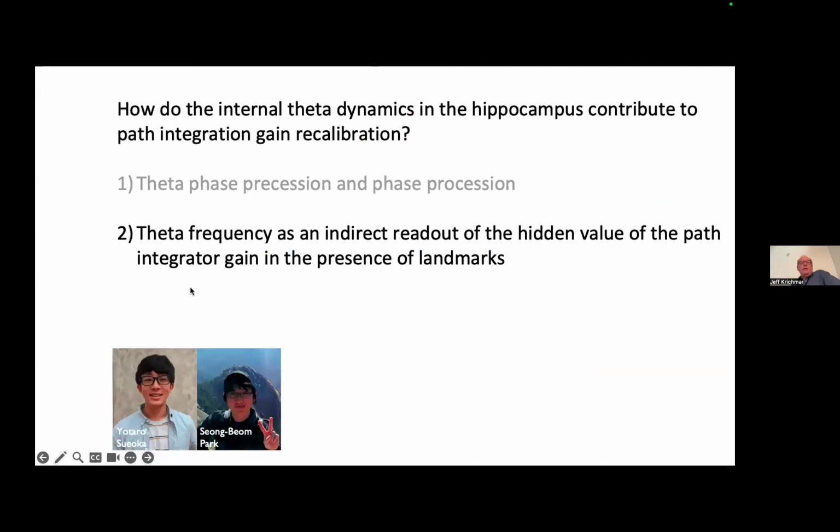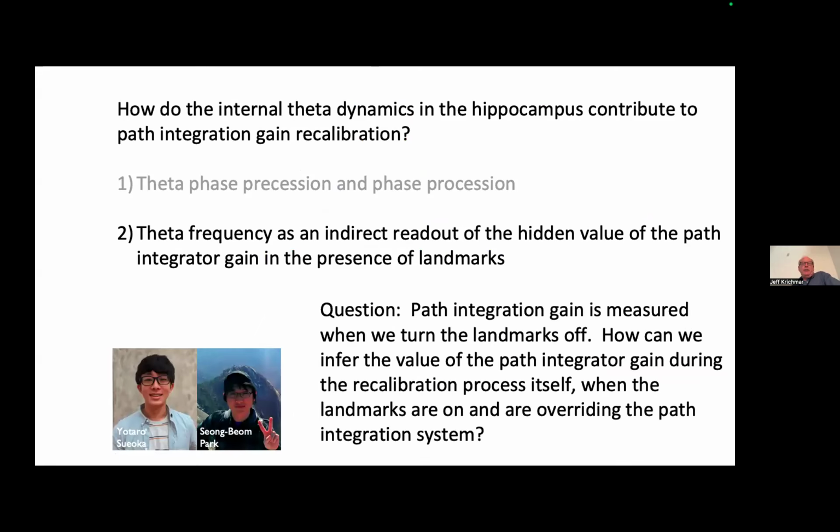I'm going to quickly talk about the second part here, the work by Sung Bum, also looking at theta frequency. The question here is that when the landmarks are on, they are driving the place fields. But as I said before, we think the path integrator is still always active, but we can't measure what the gain of the path integration system is when the landmarks are actually overriding it, causing the place fields to fire relative to the landmarks. So how do we understand what the dynamics of the path integration gain is if that gain is being overridden and hidden by the influence of the landmarks?